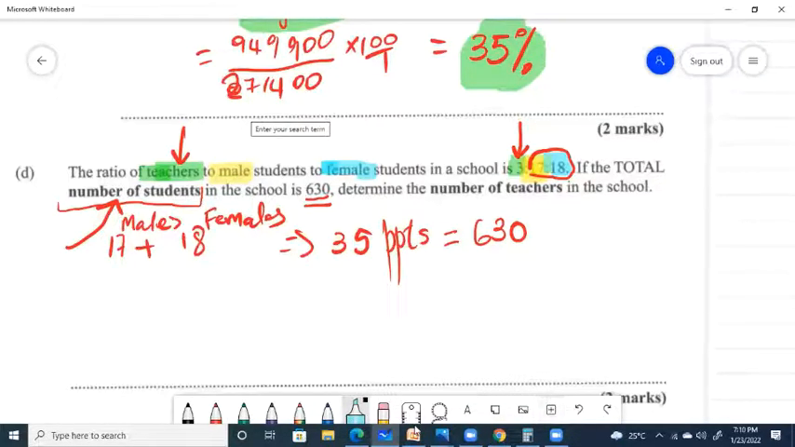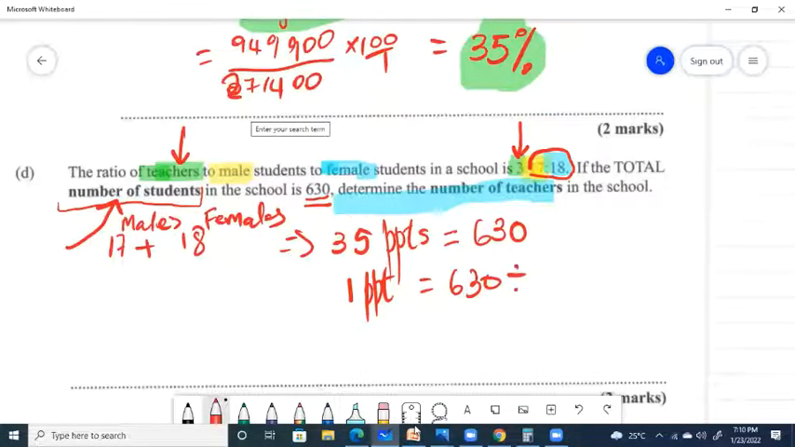All right, let's go. So here it is. What we want to do now is just to dissect the idea and then go for what they want. Understanding what is asked is very important. Determine the number of teachers. So at the end of the day, we want to know how many teachers there are.